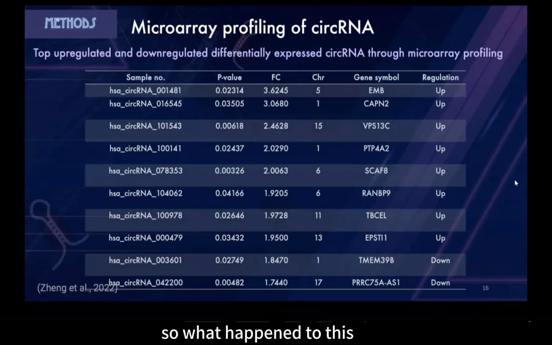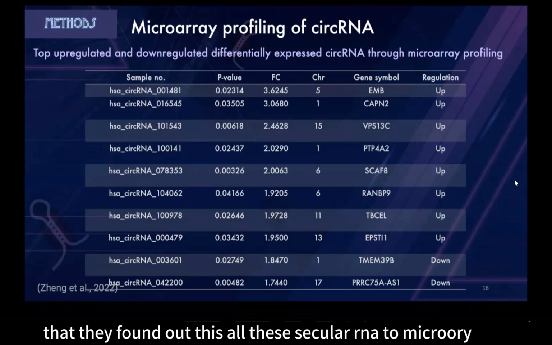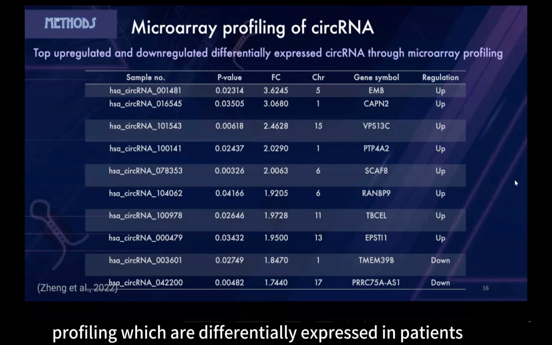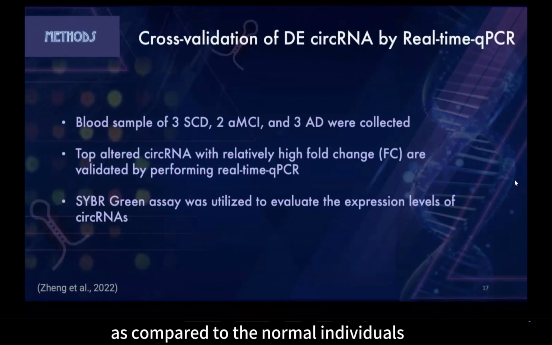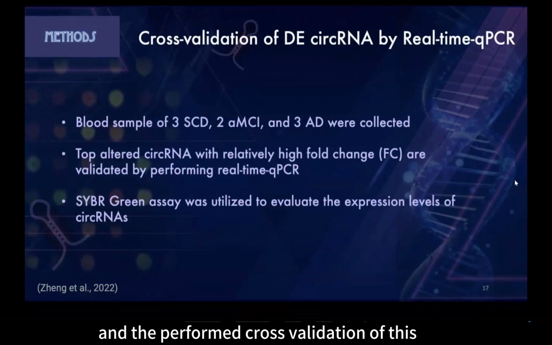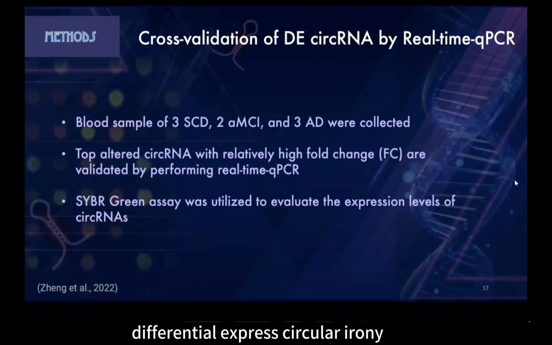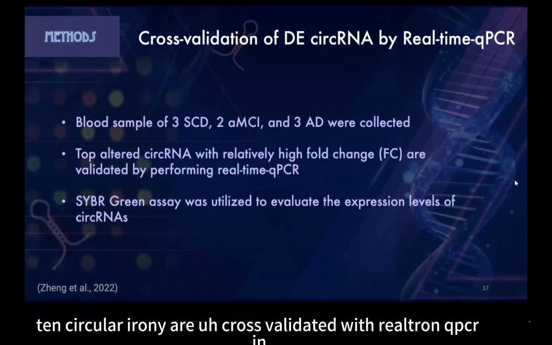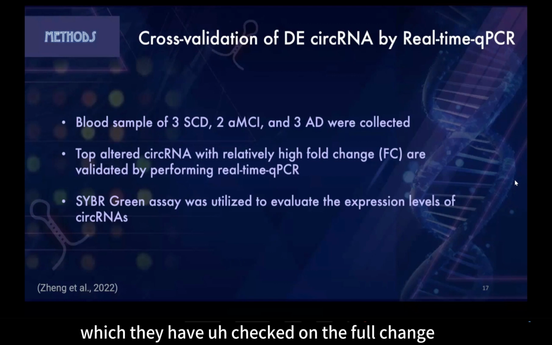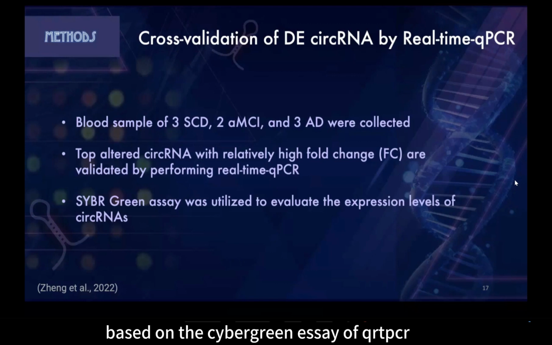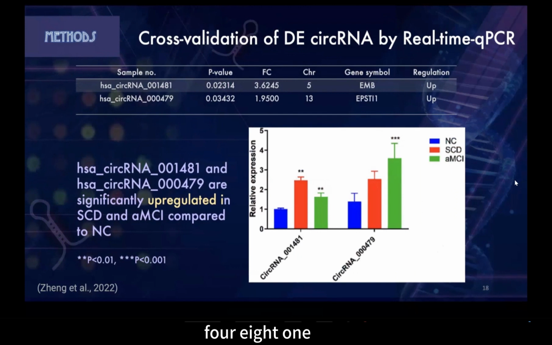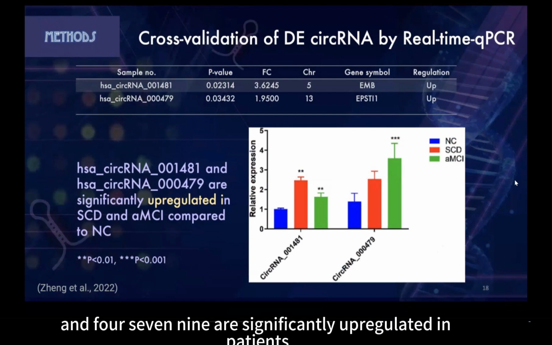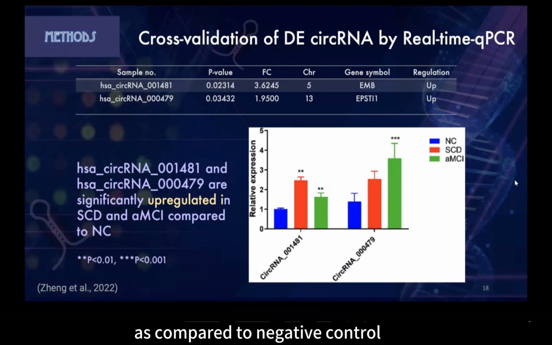So what happened to this study is that they found out all these circular RNA through microarray profiling, which are differentially expressed in patients as compared to the normal individuals. And they have performed cross-validation of this differentially expressed circular RNA as shown in the previous slide. So these 10 circular RNA are cross-validated with real-time qPCR, in which they have checked on the fold change based on the SYBR Green assay of qRT-PCR. And then they found out that these two circular RNA, which are 1481 and 479, are significantly upregulated in patients as compared to negative control.